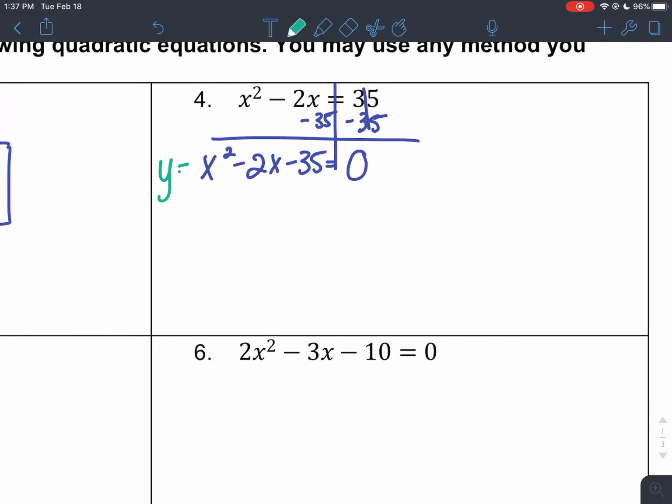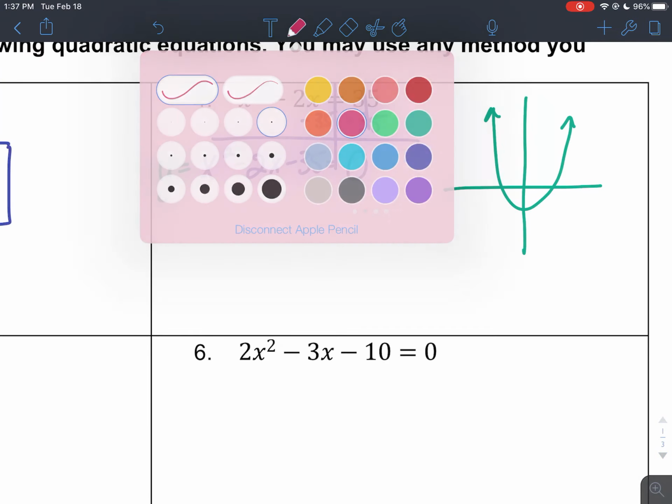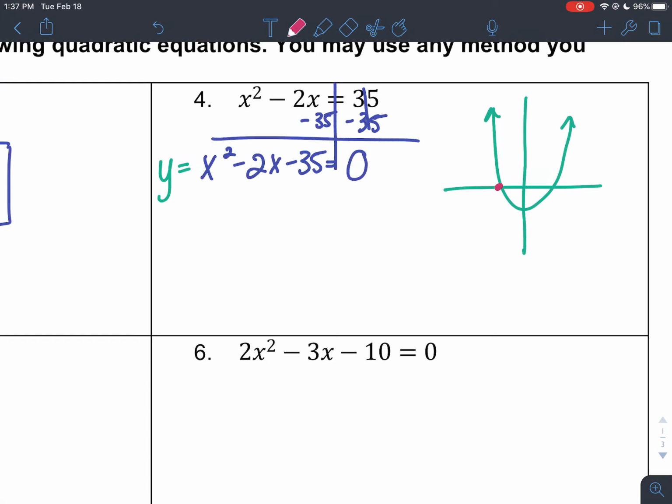From here, you can just plug it into y equals just like you see it, and hit second trace 2 again to find both of those x-intercepts, because here you should end up with 2 again, okay? And on this one, you should end up with 1 where x is equal to -5 and x is equal to +7.